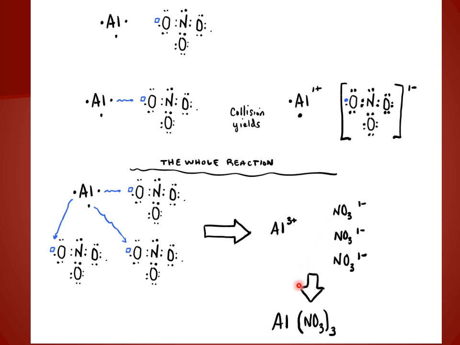So what is the formula? 1 aluminum to 3 nitrates, and here's where I have to keep nitrate in parentheses in a formula so this 3 can multiply this whole thing, saying I've got 3 nitrates. If you didn't have the parentheses, it would look like you had 33 oxygens, and obviously by the diagram you can tell there are not 33 oxygens.